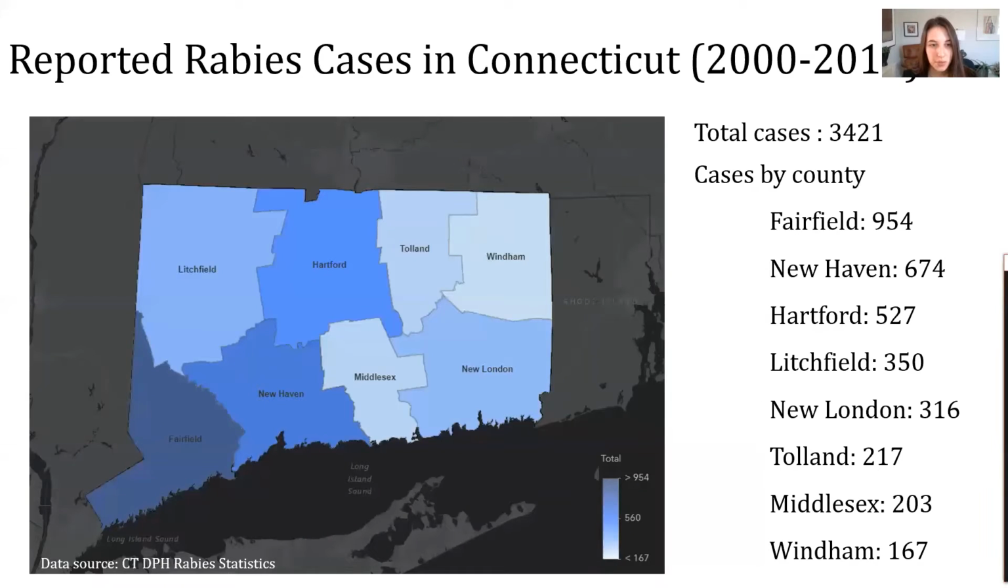Rabies virus first appeared in Connecticut in 1991 during an outbreak in Fairfield County. Eventually, cases spread to the remaining 7 counties in the state. There have been a total of 3,421 cases throughout the state, with the highest numbers in Fairfield, New Haven, and Hartford counties. Data from the Connecticut Department of Public Health website on rabies virus cases going back to the year 2000 were collected and organized to assess which species have been maintaining the virus in Connecticut.